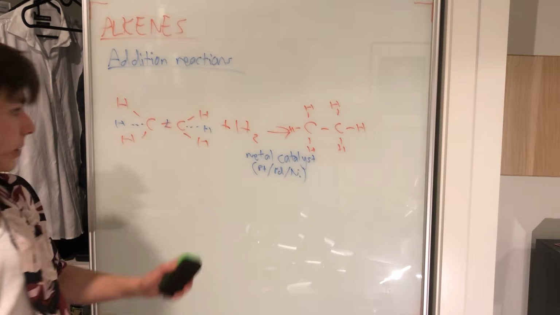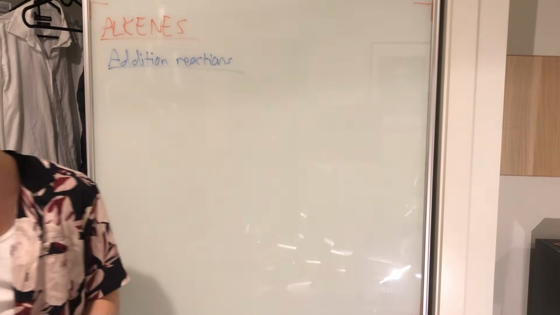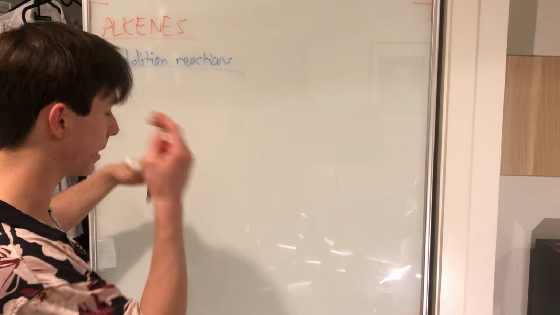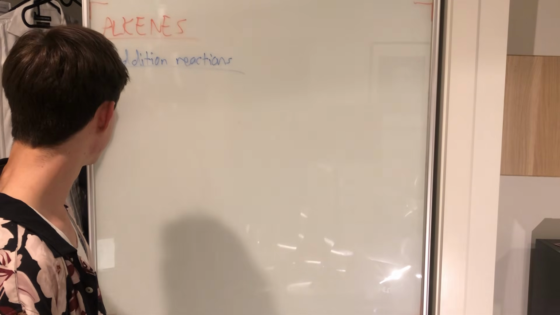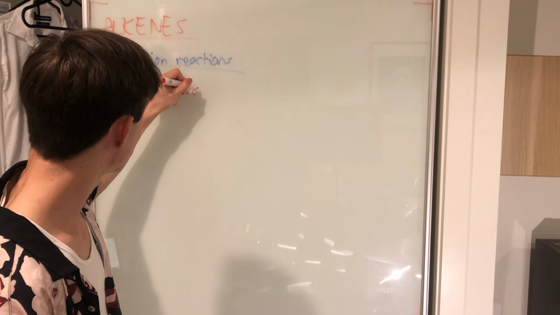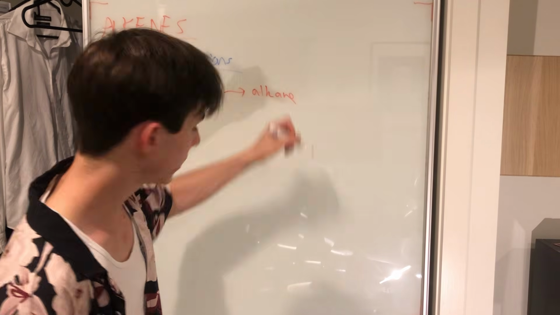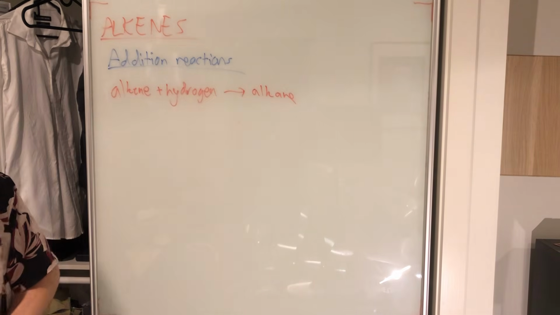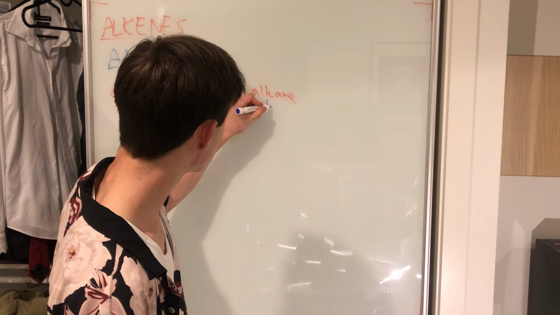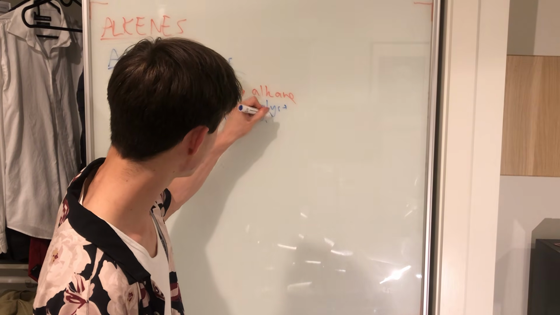So let's put that in your notes as a word equation. You should definitely be copying these down and have an example for each of them. Maybe come up with your own example. So that's alkene plus hydrogen gives you an alkane. And I'm going to put the condition in blue, which is metal catalyst: platinum or palladium or nickel.